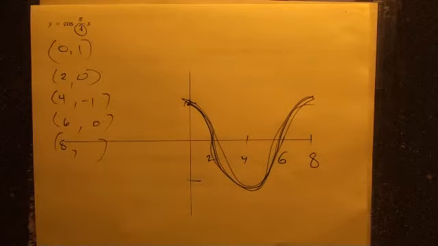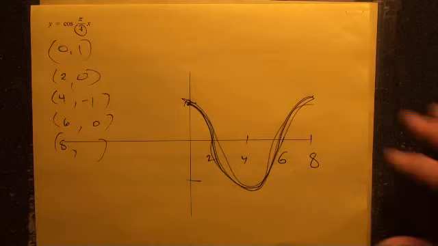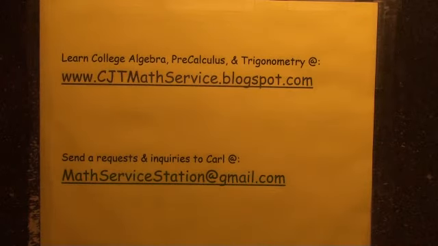Alright, so that's the cosine function with a lot of different translations, as we did have different variables and values in front of that x.